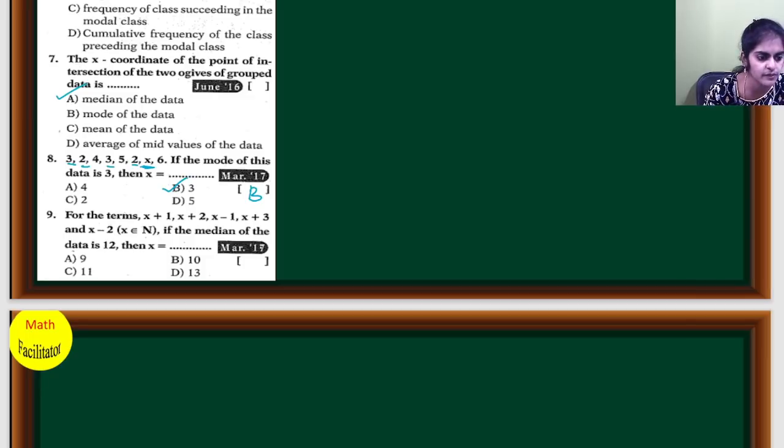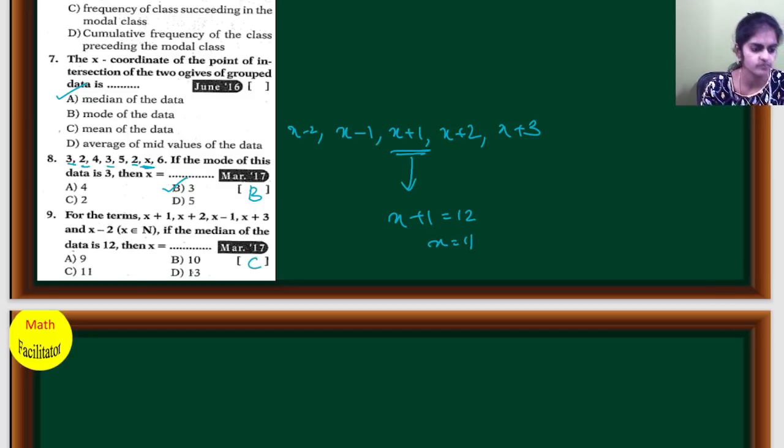Next, for the terms x plus 1, x plus 2, x minus 1, x plus 3 and x minus 2, if the median is 12, then how much is x? So x minus 2 is first, x minus 1, x plus 1, x plus 2 and x plus 3. So 5 terms. So this is the median. So median is 12, so x will be 11. Just arrange them and take the middle value.